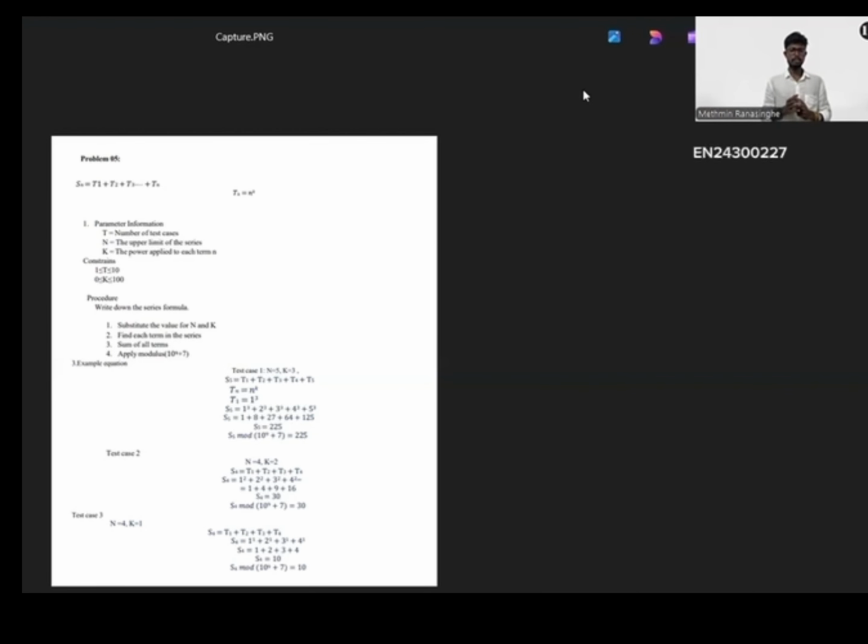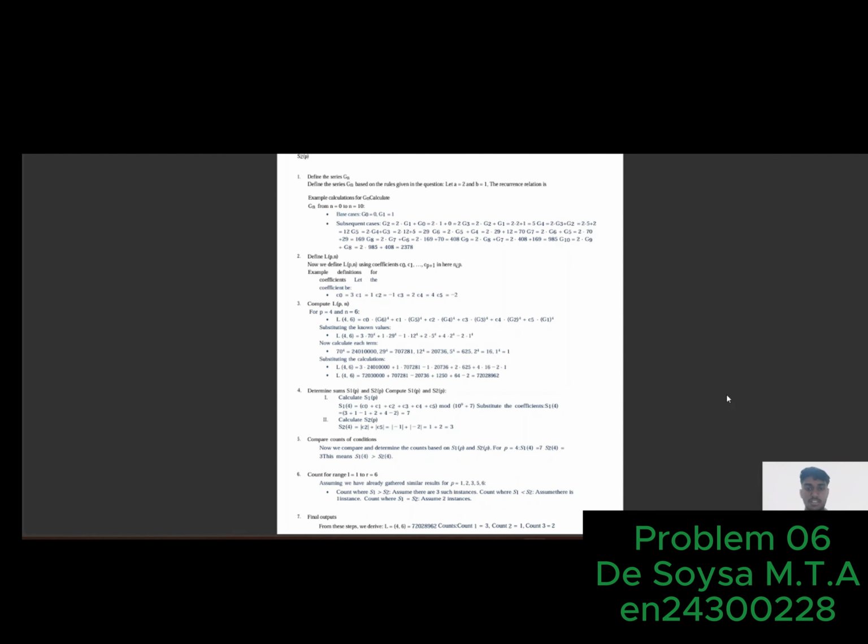S equals 1 plus 4 plus 9 plus 16 equals 30. Take the modulus: Sn mod 10 to the power 9 plus 7 equals 30. That's how we solve it. Repeat the step for each test case. Explain the big series Gn step by step.